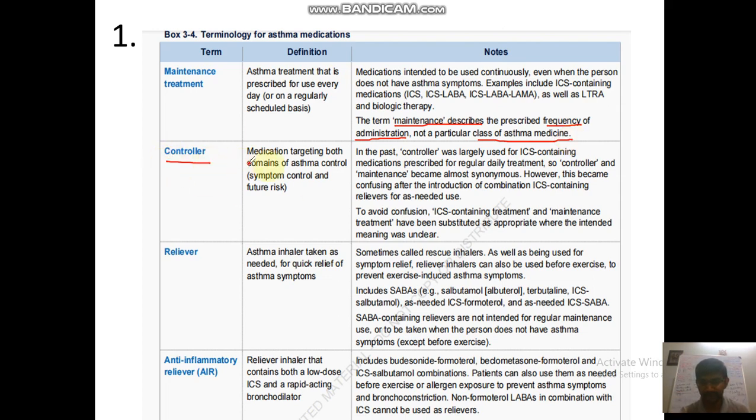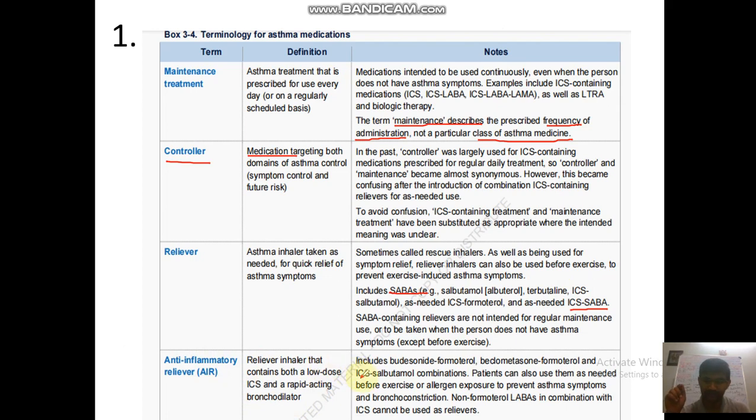Second, controller. It is the medication which is used on a daily and regular basis. That is your controller. Okay, understood? Controller is the class of drug used. Maintenance is the frequency of administration. This is a major difference which I want you to remember. Coming to the third, reliever. As you all know, whenever the patient has symptoms, to get quick relief, you use the drug that is known as reliever. What are the drugs used here? It could be SABA or ICS, SABA, anything. That is your reliever.